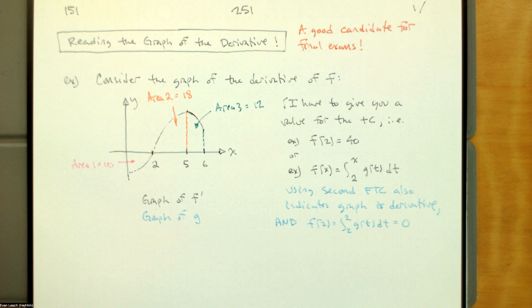So either I just hand you a value, say f of 2 is 0, or in this case, f of 2 is 40. Or if I want to use a different value, and I want to tell you that this is the derivative without telling you that it's the derivative, I define the function using the second fundamental theorem of calculus. Say f of x is the integral from 2 to x of the given function. And that tells you two things. Number one, that the graph you're looking at is in fact the derivative of this f of x. And number two, I've told you what's equal to 0.